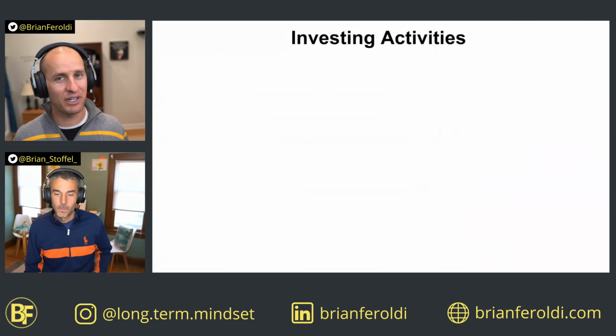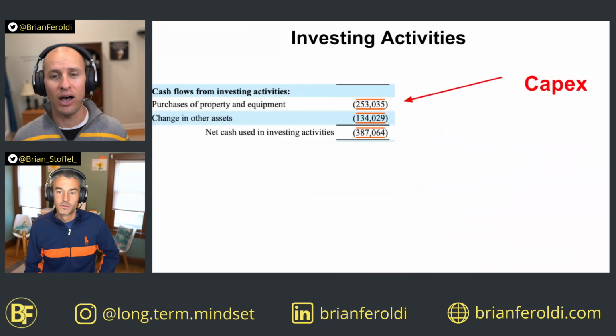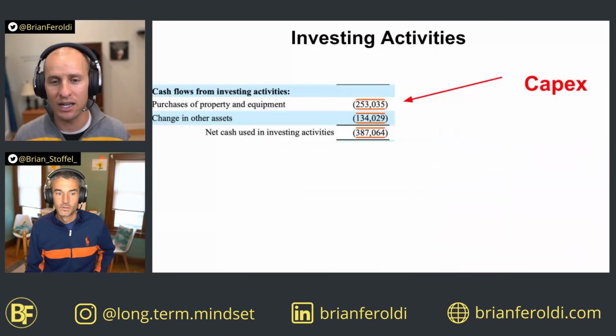To figure out the company's free cash flow, we also have to account for capital expenditures, which is the top line item in the investing activities. So if we checked out that segment, which is the next segment on the cash flow statement, we saw that the company spent $253 million on the purchase of property, plant, and equipment.